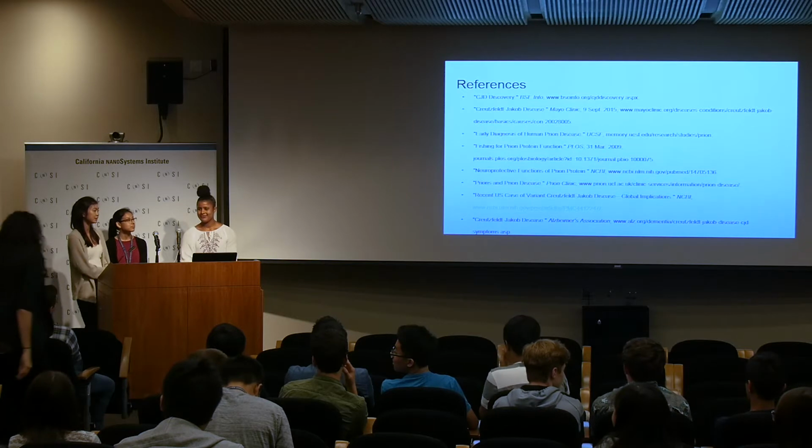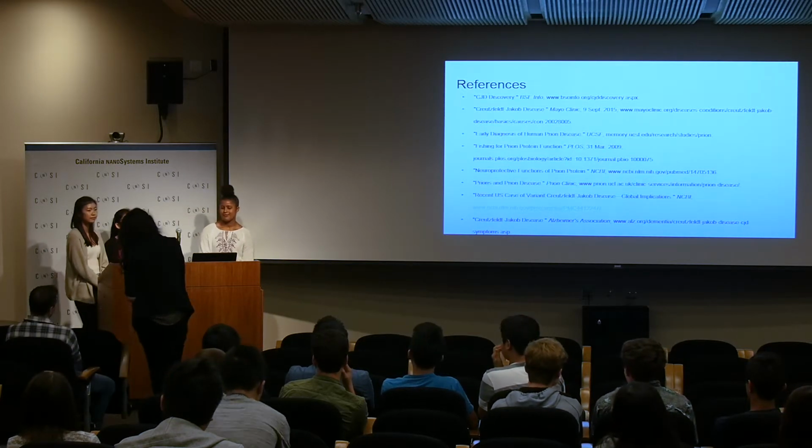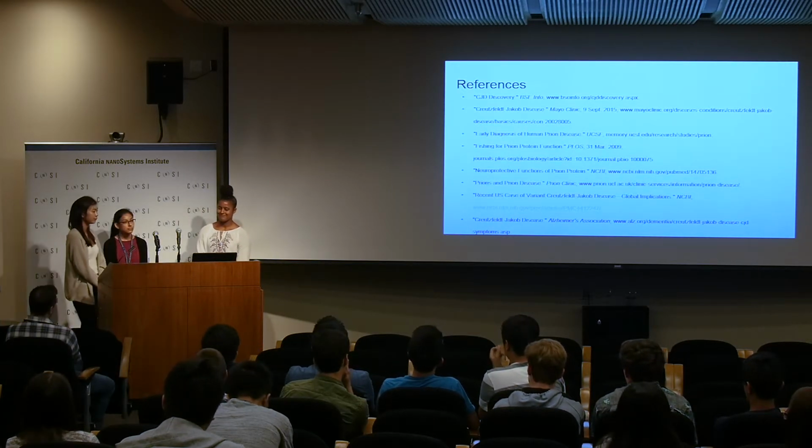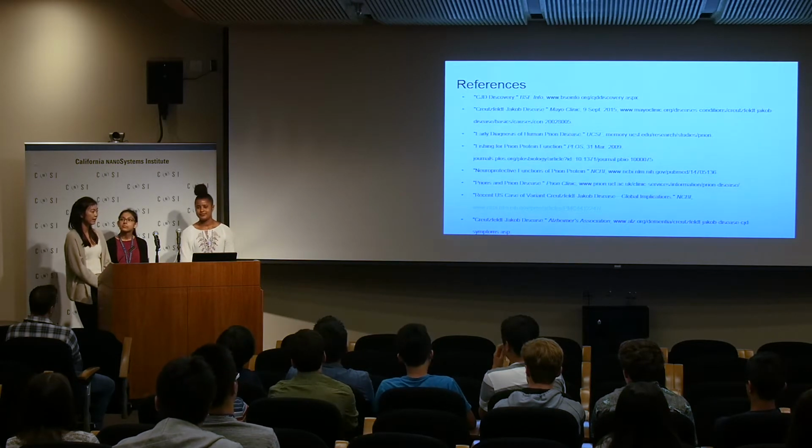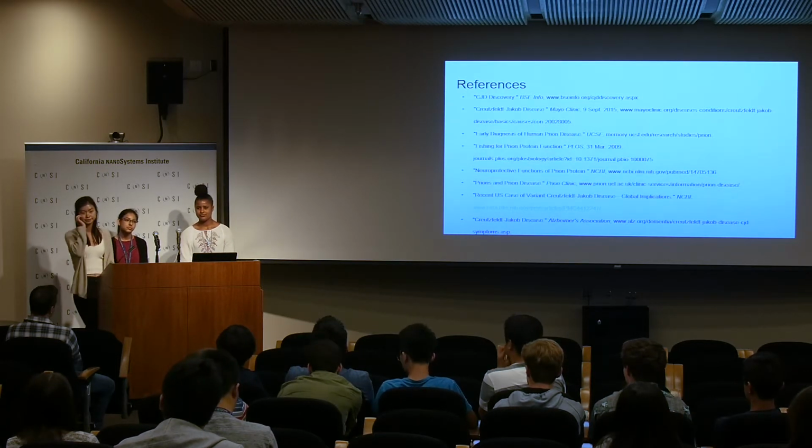Other prion protein diseases include Alzheimer's, like the other group talked about, and Kuru, which is found in Papua New Guinea, that's spread through cannibalism, and it's infectious.